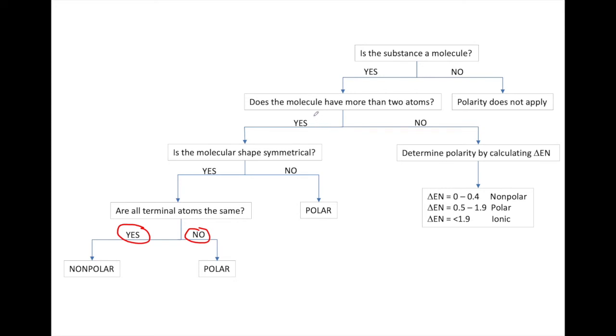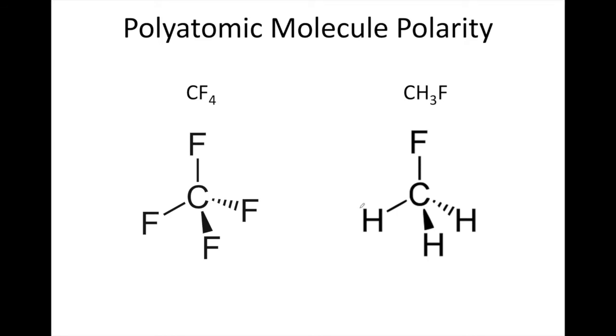So for molecules with more than 2 atoms, we look at the shape, the symmetrical shape, and the terminal atoms to determine whether it's polar or nonpolar. So let's look at a couple of examples. Let's look at these two, CF4 and CH3F. Now I've already drawn the dot structure and determined the molecular geometries. We have tetrahedral molecular geometries for both of these, and I've got those drawn out here.